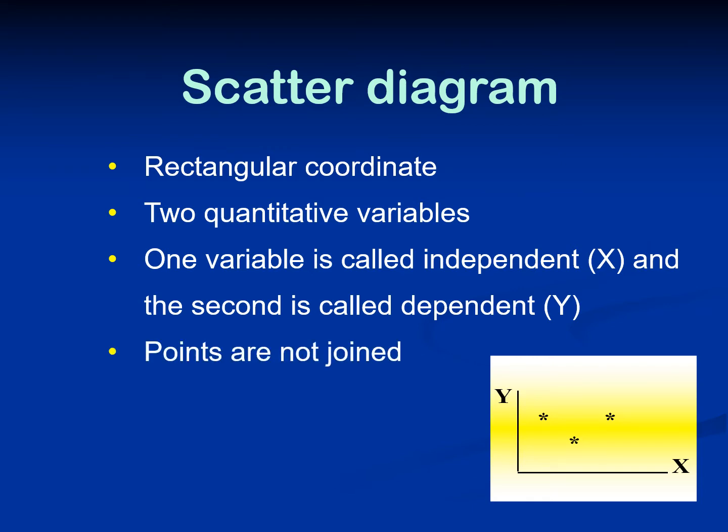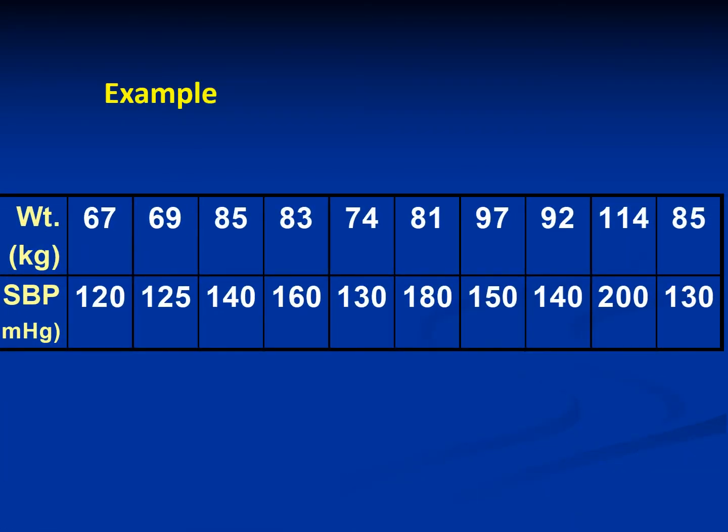So these points are plotted. This is a scatter diagram, so the points are not joined. There is no frequency table; we only have two variables, the values of the x variable and the values of the y variable. There is an example. In the first row, it denotes weight in kilograms, then SBP. The first variable is denoted by X and the second variable is denoted by Y.